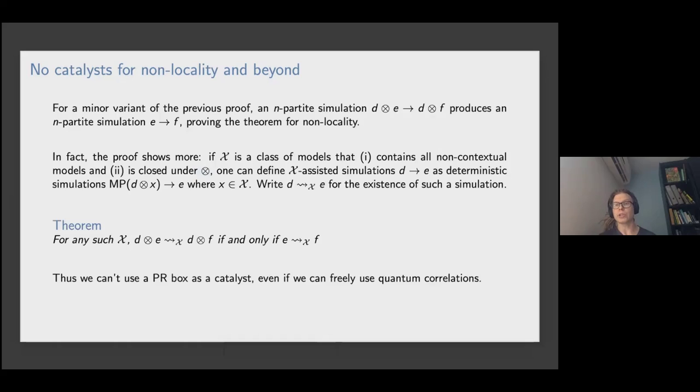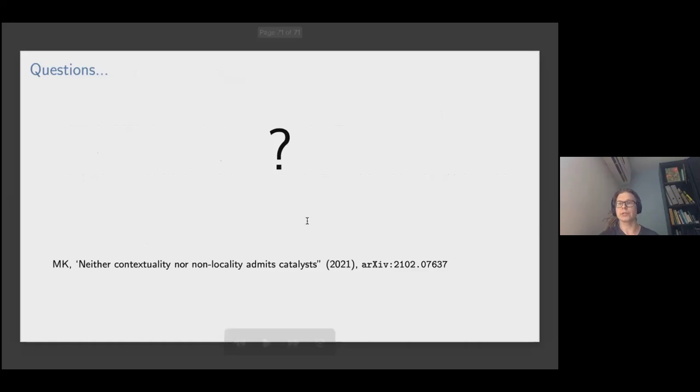And concretely, what that would mean is that even if we allow ourselves to use quantum correlations, if aliens show up from outer space and give us a PR box, we still can't use it to get the transformation done without actually using it. So if we try to use it as a catalyst so that it doesn't get spent, then we can't do anything that we couldn't already do. And that's it. Thanks. Do we have any questions if there's time?